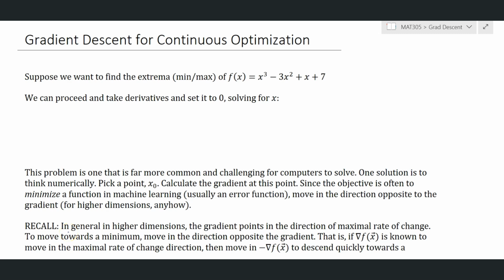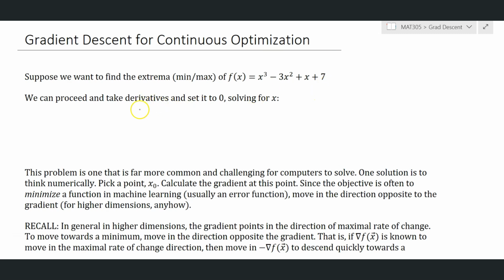One of the common tasks that we'll have in machine learning is optimization, specifically continuous optimization that deals with algebraic functions. So let's just look at something from a Calculus 1 course we would see. We would want to find, say, the extrema, or the minimum and maximum points of f of x equals x cubed minus 3x squared plus x plus 7.